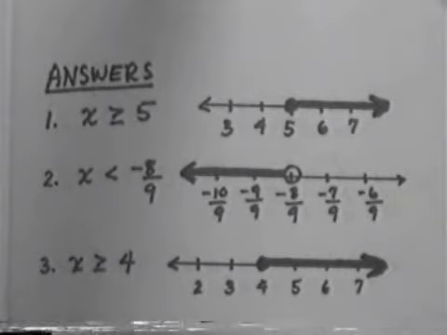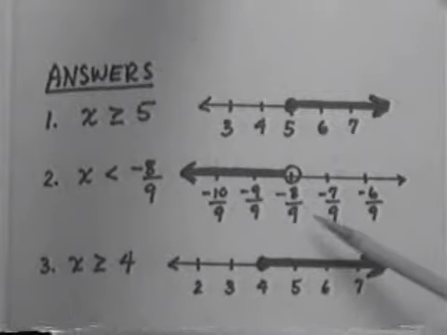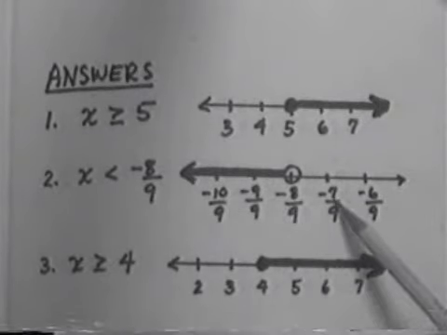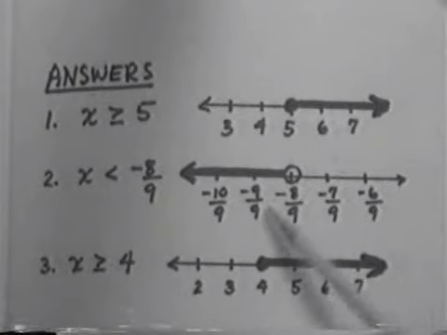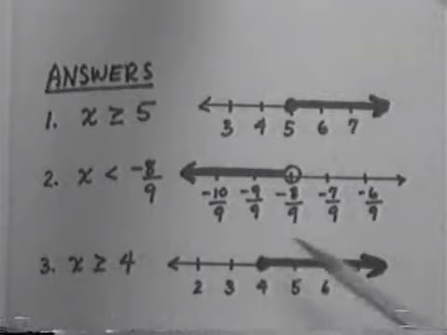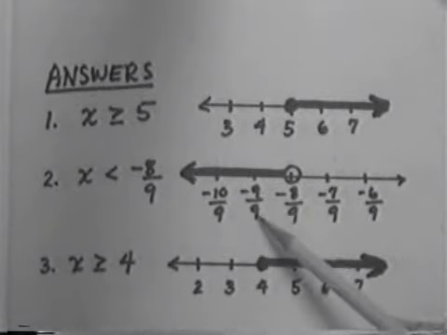Let me point out one peculiar thing on these answers. For the answers to number 2, you have x is less than -8/9, and as we did with the example I showed you, I have put -8/9 as a boundary, and then to the right -7/9, -6/9, and so on. To the left -9/9 and -10/9. 2 of these fractions can be reduced. -9/9 is -1.